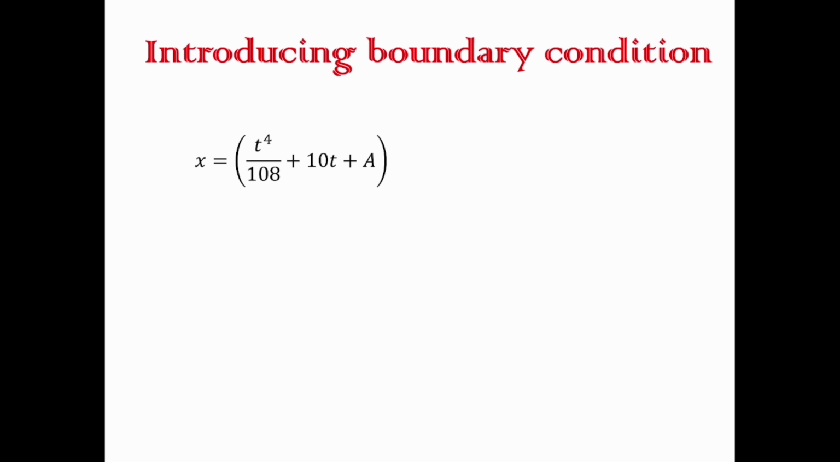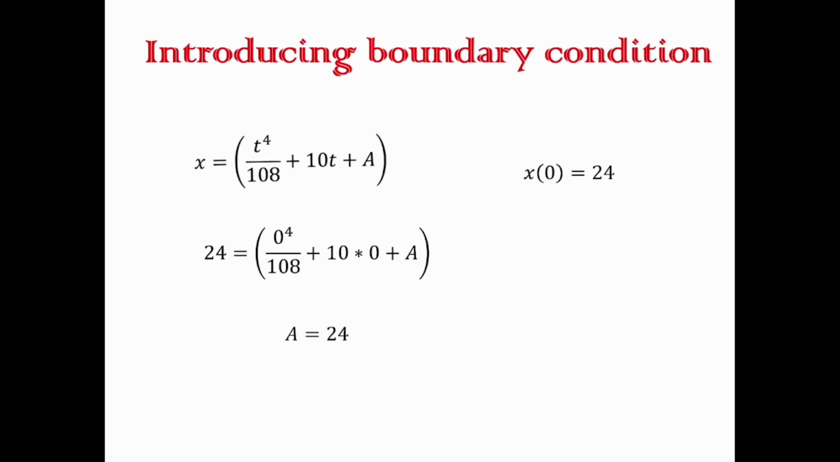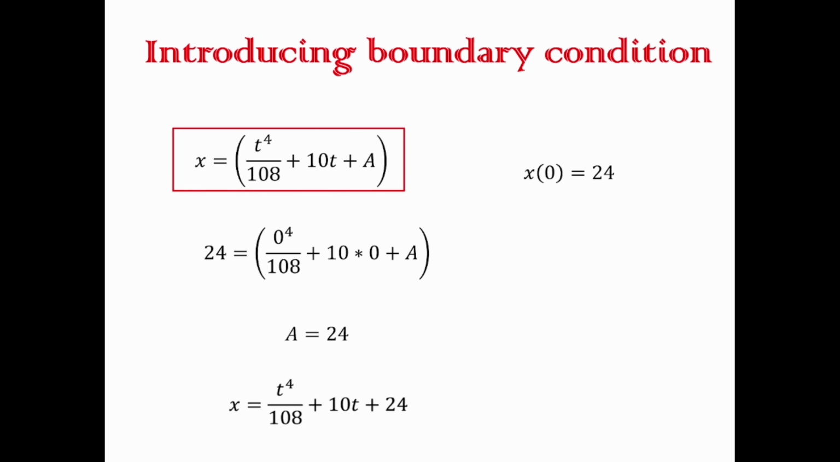We've determined our equation. The equation has just one constant of integration, a, and we're told that when time is 0, x is 24 meters. So if we put that into this equation, that's putting 0 in all the places we have t, and putting 24 in the place of x, which is our displacement, and you simplify, you have that a is equal to 24. So if you take the a back into the main equation, we have that x is equal to t raised to the power 4 over 108 plus 10t plus 24. And that's our equation for x.